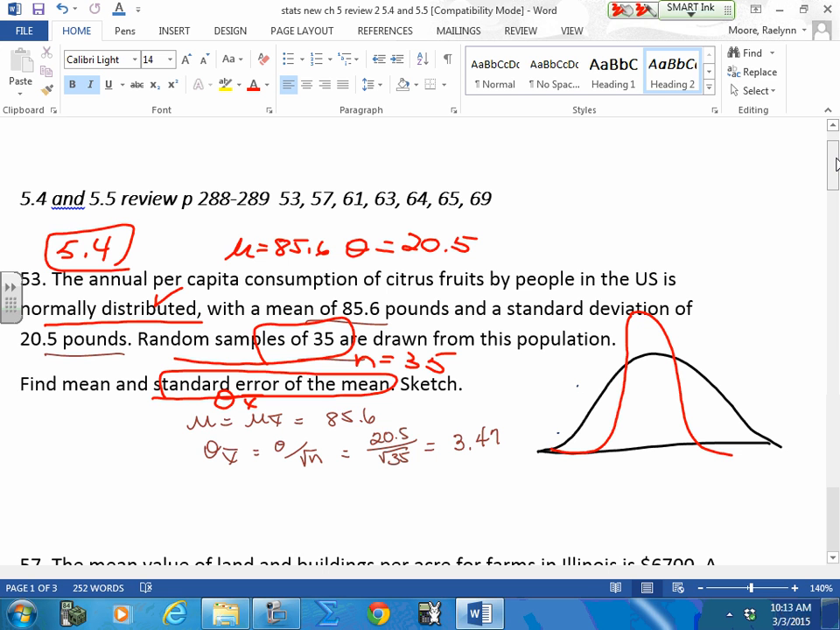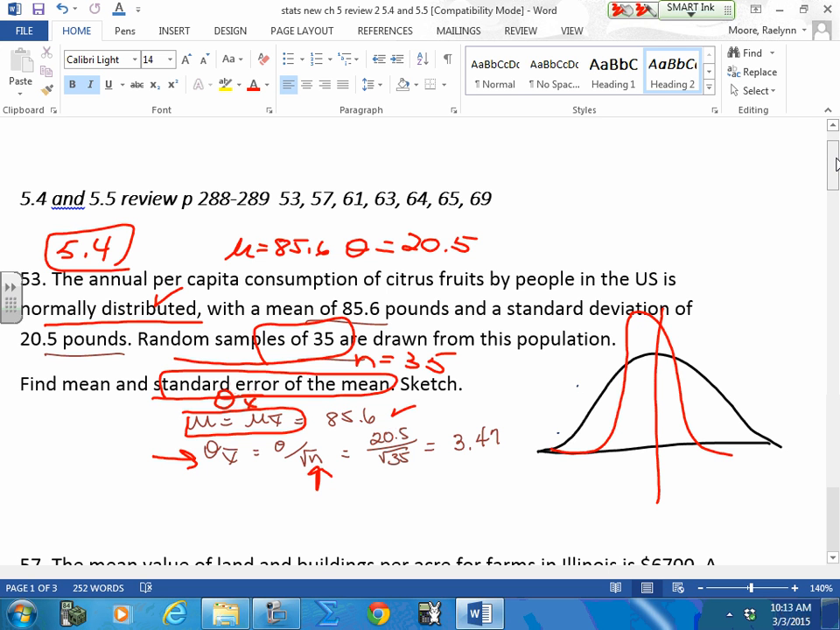So we said the mean for the sample is the same as the mean for the population. The mean stays the same, but the standard deviation changes. Because why else would they give you 35? They have random samples of 35. So now you can make your sketch based on your sample. If you make your sketch based on your population, then you're going to have to squish this whole thing in, which is a little harder.